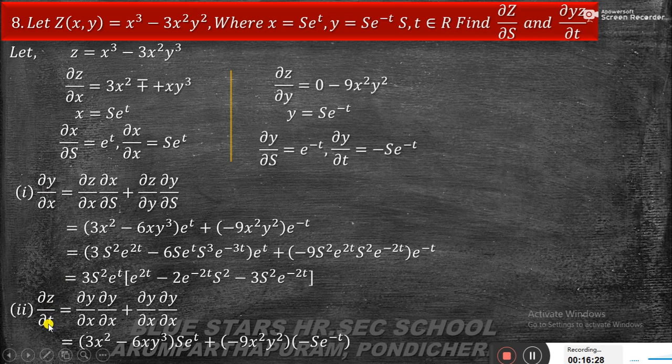Next we calculate dou z by dou t. Dou z by dou t means dou z by dou x into dou x by dou t plus dou z by dou y into dou y by dou t. The equation is dou z by dou t equals dou z by dou x into dou x by dou t plus dou z by dou y into dou y by dou t. So next dou z by dou x, which means 3x square minus 6xy cube.